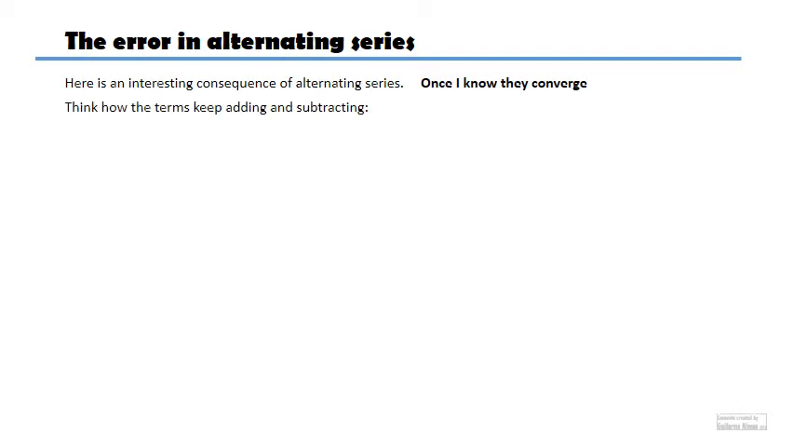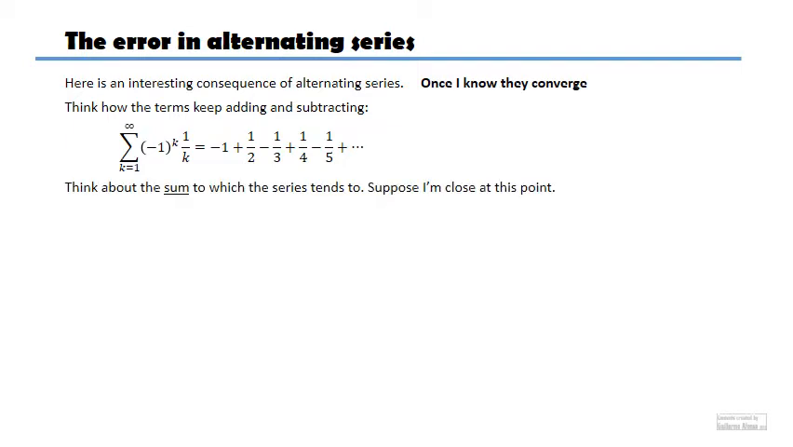Think about the following thing. Think how the terms keep adding and subtracting, right? I start with minus 1, then I add 1/2, and then I subtract 1/3, and then I add 1/4, then I subtract 1/5. Each time I'm adding or subtracting something that's smaller than the term that came before it, with a different sign. So think about what I'm going to call the truncated sum.